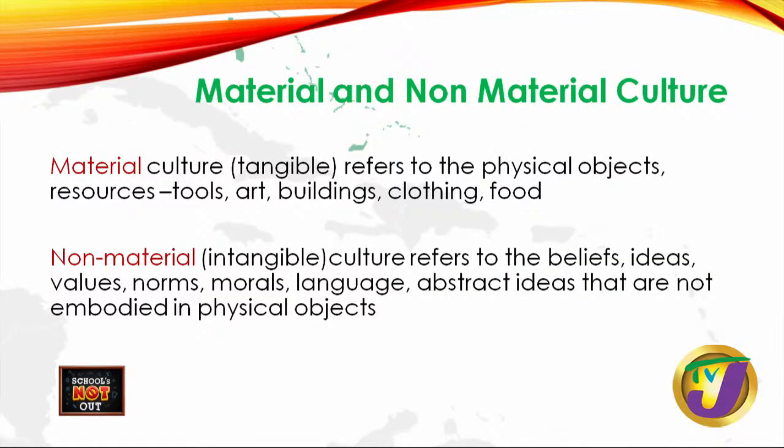All right. So we have different kinds of culture. We have material and non-material culture. Material simply relates to those tangible aspects of culture like food, buildings, and all of those things. And then we have non-material, intangible. We're talking about norms, values, abstract ideas that relate to this particular society, all right?